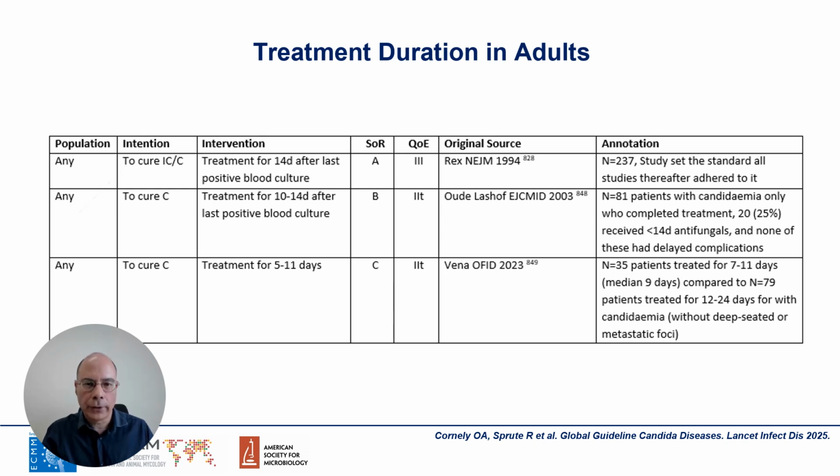However, later studies found no correlation between treatment duration and overall mortality or relapse rate among patients with no deep-seated or metastatic infection at baseline. This guideline maintains the recommendation for 14 days of treatment from the first date of blood culture sterilization, recognizing that this is an area that requires additional studies to define the optimal treatment duration in different scenarios.